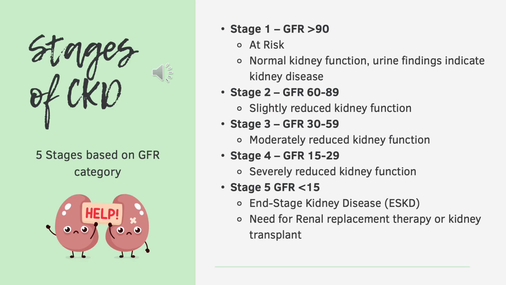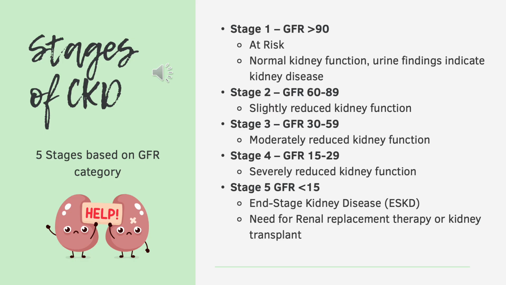So now let's take a deeper dive into the different stages of chronic kidney disease, which are classified based on the GFR, or glomerular filtration rate. This lab reflects how efficiently the kidneys filter waste products from the blood. CKD is going to progress through 5 stages, each with its own unique clinical features and implications for management.